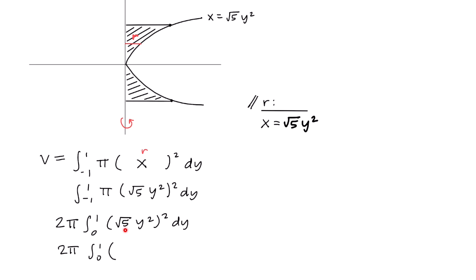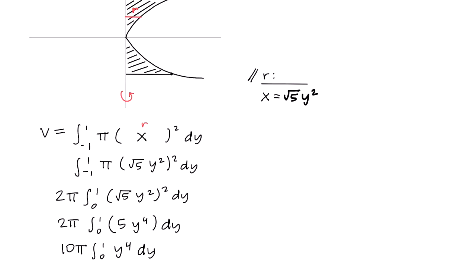We have the square root of 5y squared, and this whole thing is squared. So root 5 times root 5 is going to be just 5. And then y squared squared is y to the 4th. And finally, we're going to bring this 5 to the front. And now we're ready to integrate.